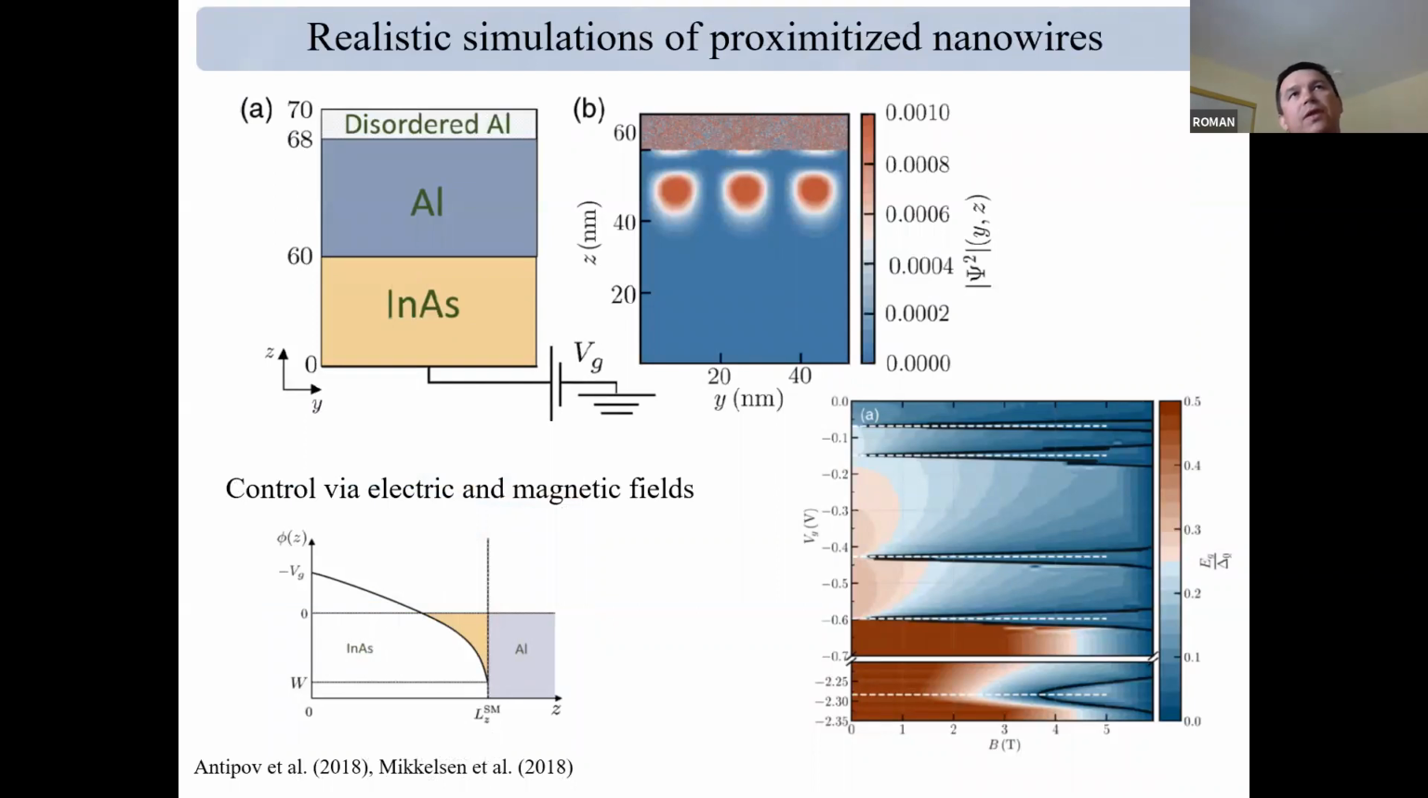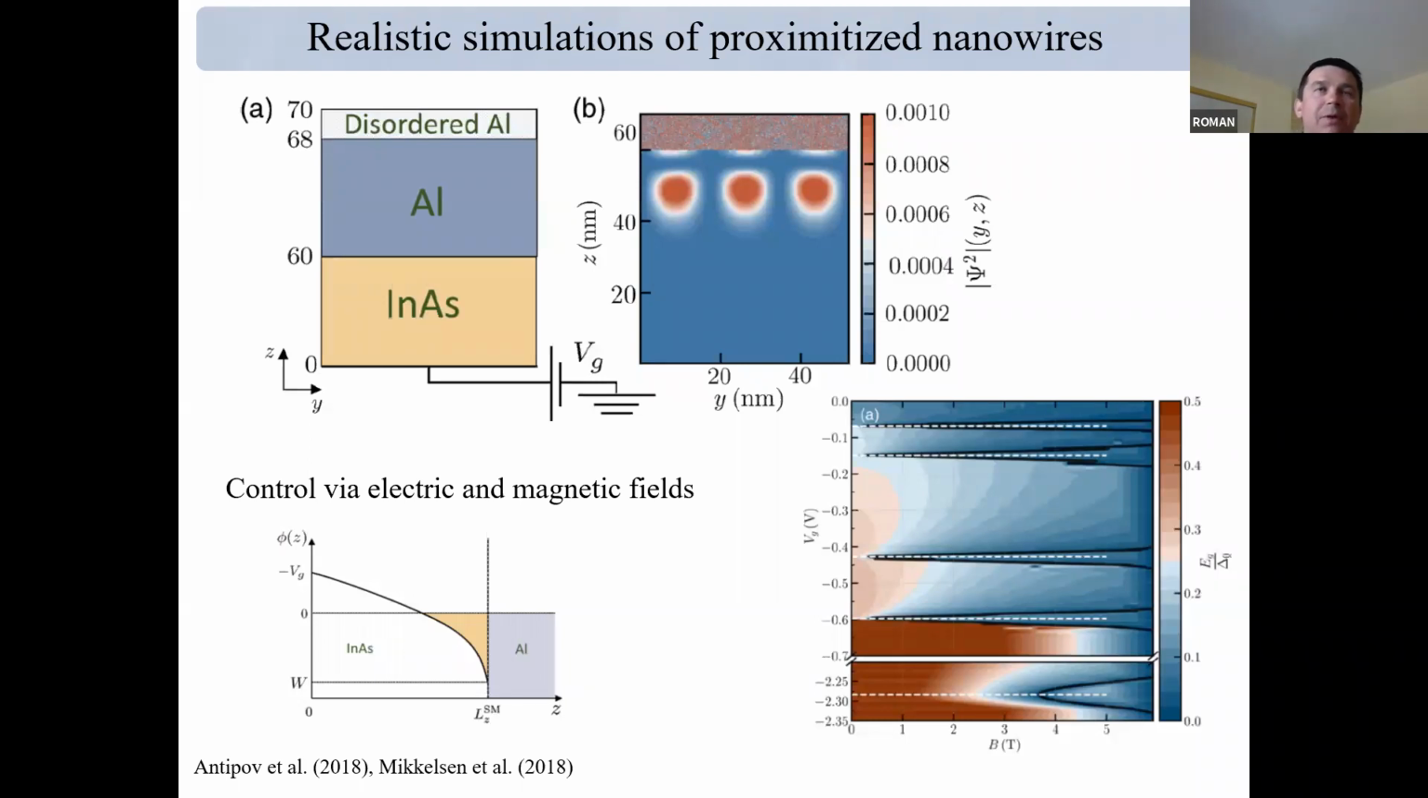So on the theory front, we have been developing numerical tools which allow us to simulate these proximitized nanowires and take into account geometry, electrostatic potential, and other important effects. And so here are the results. You can see, for example, the electrostatic potential, that there is an accumulation layer in indium arsenide and aluminum, and this accumulation layer is very important for understanding the band structure, how many subbands are occupied, and things like that.